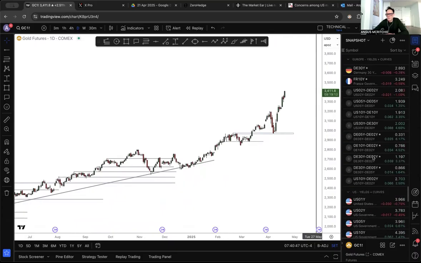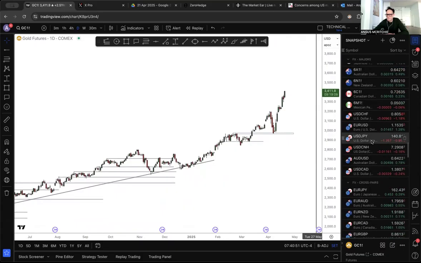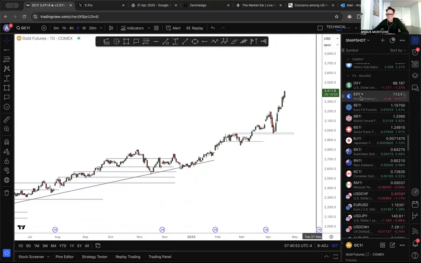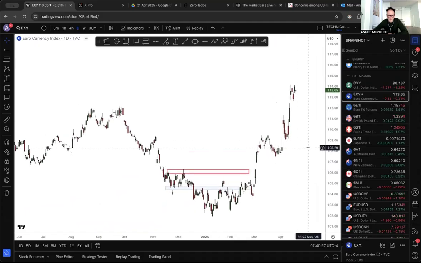One thing I do want to talk about as well is just look at some of the other currencies. And again, something which is interesting is the euro index. We often talk about the dollar index, but let's just look at the euro index. If we actually look at that, it's above 112.